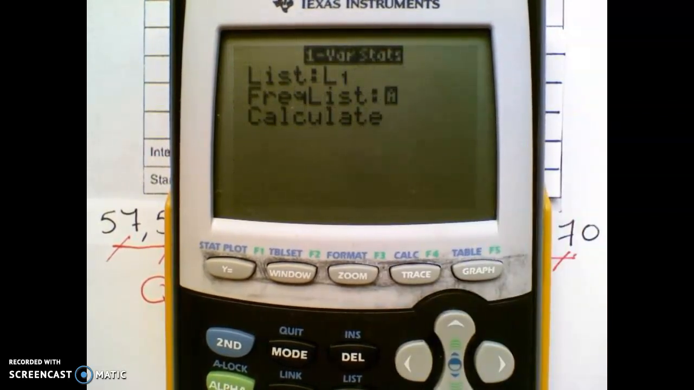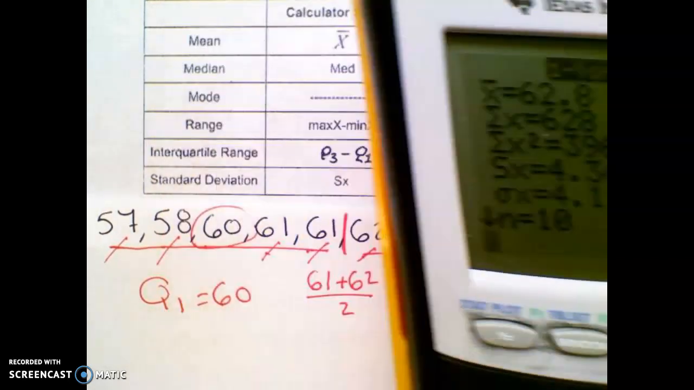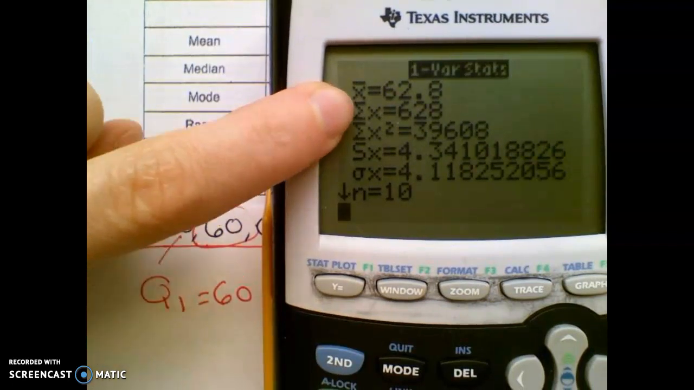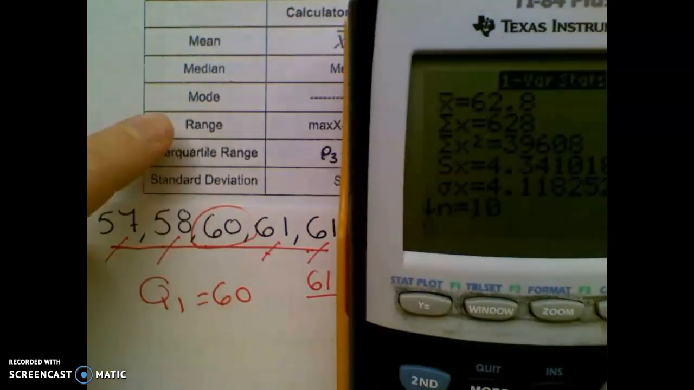I just want to show you, just because we will eventually have a calculator app that works for you guys. Right now it's not working, but you will be able to do this sort of thing online. So let's go ahead and look what we got. So the X bar, here we go. X bar is your mean, 62.8. We already calculated that.